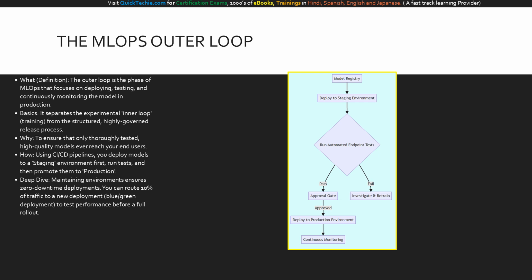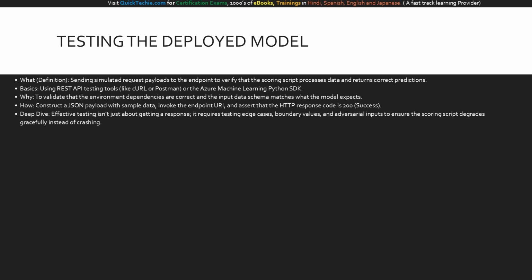This flow outlines a mature MLOps deployment pipeline. We pull our model from the registry and immediately deploy to the staging environment. The system then runs automated endpoint tests. If the endpoint fails, perhaps due to a missing library, the pipeline routes to investigate and retrain, protecting our users. If it passes, it moves to a human approval gate. Once the business stakeholder approves, the pipeline automatically deploys the verified model to the production environment, moving seamlessly into continuous monitoring.